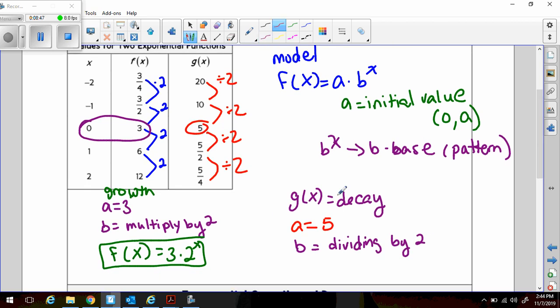I'm going to plug it in. It's going to be f of x equals a times 1/2 to the x. Put a parentheses around it, and still to the x power. This is your g of x, sorry.